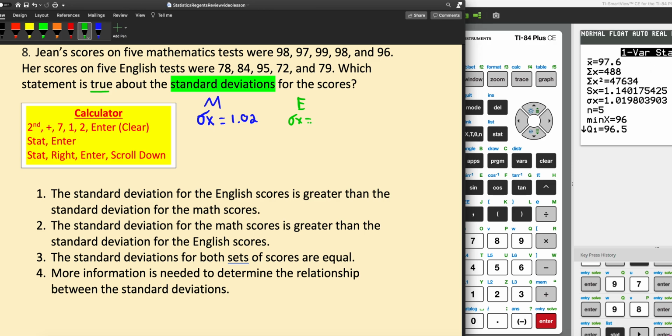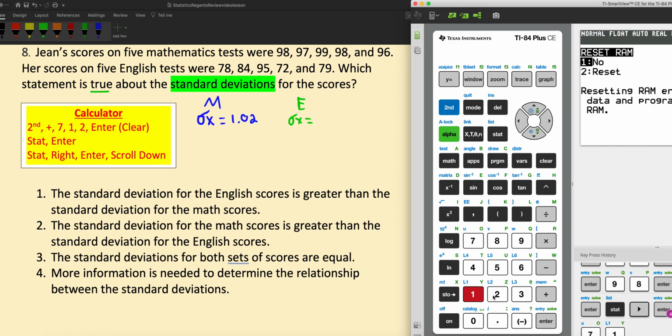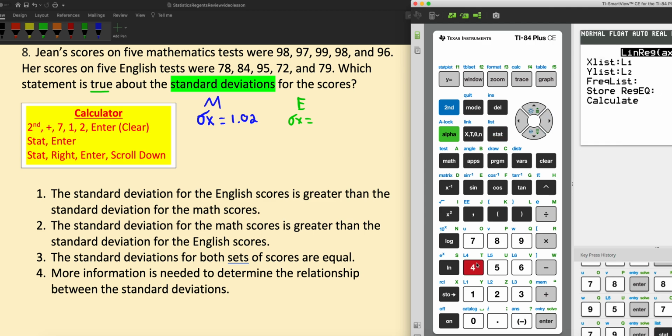So we're going to go back to our calculator. Clear it out. Second, plus 7, 1, 2, enter, stat, enter. And let's put now the English scores in: 78, 84, 95, 72, and 79. Stat, right, 4, enter.